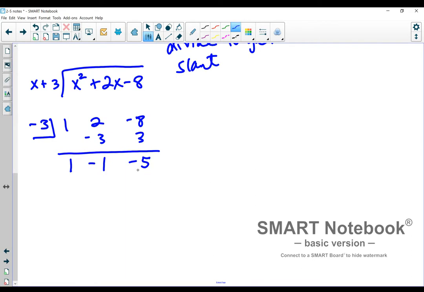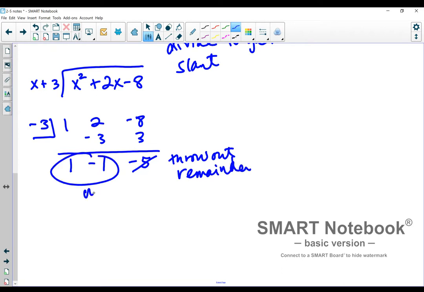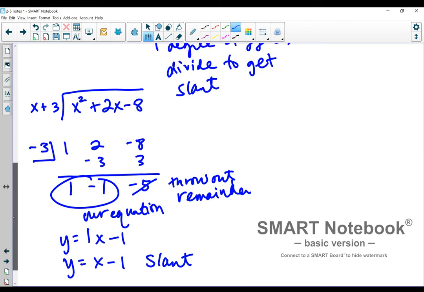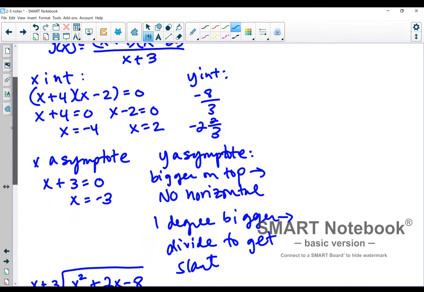For our slant asymptote, we throw out the remainder. And this is not always, this is just when we're finding a slant asymptote. And this is going to be our equation. So remember, if we started out with x squared, then this is a 1x minus 1. I'm going to put the 1 there just so it's really clear. So x minus 1 is going to be our slant asymptote. We say slant asymptote because it's not a horizontal or a vertical line. It has a slope of 1. It's going to be slanted, but it's still going to function like a regular asymptote would.